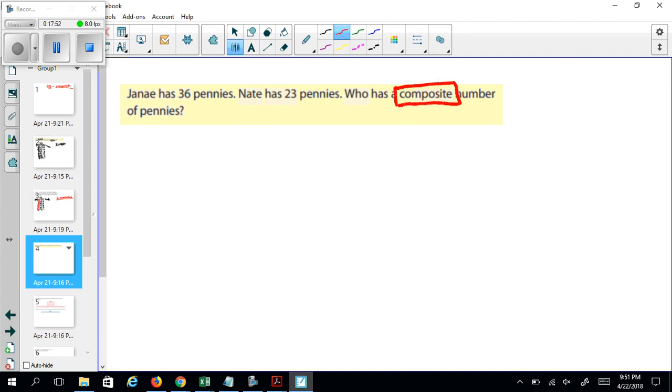So I need to find who has a composite number. So composite, does that mean 1 factor pair or more than 1 factor pair? More than 1. Absolutely. So to get to this answer, I need to then factor out those 2 numbers. Absolutely. So if we're gonna do is, I guess, 2 T-charts. One's gonna be 36. The other one's gonna be 23.